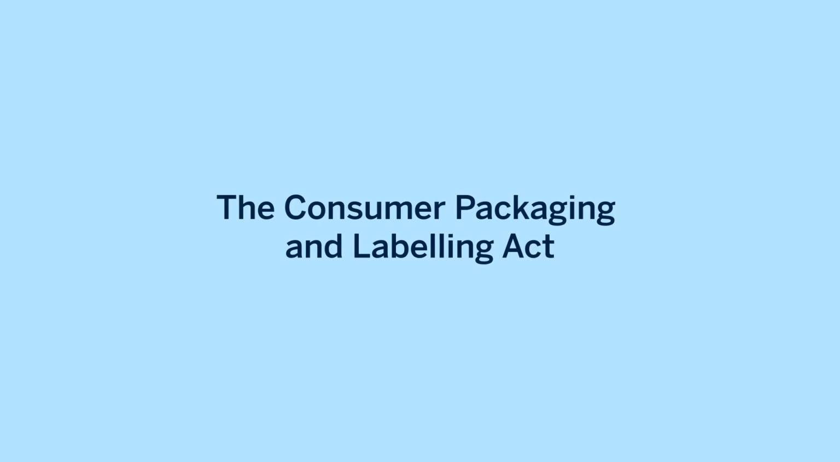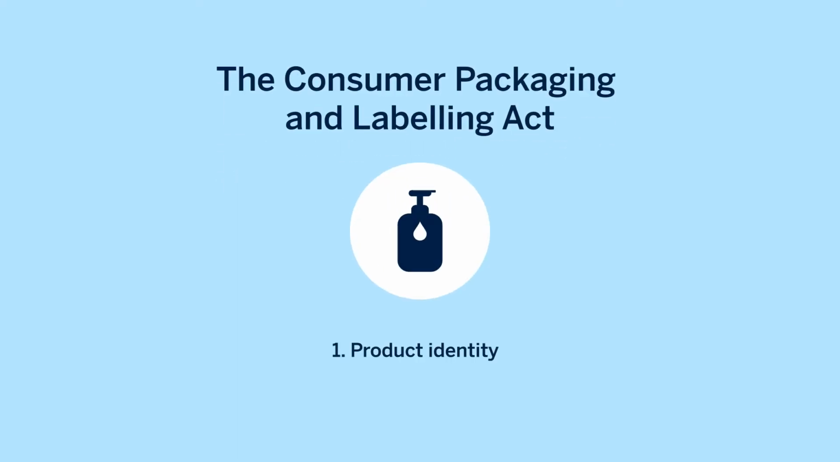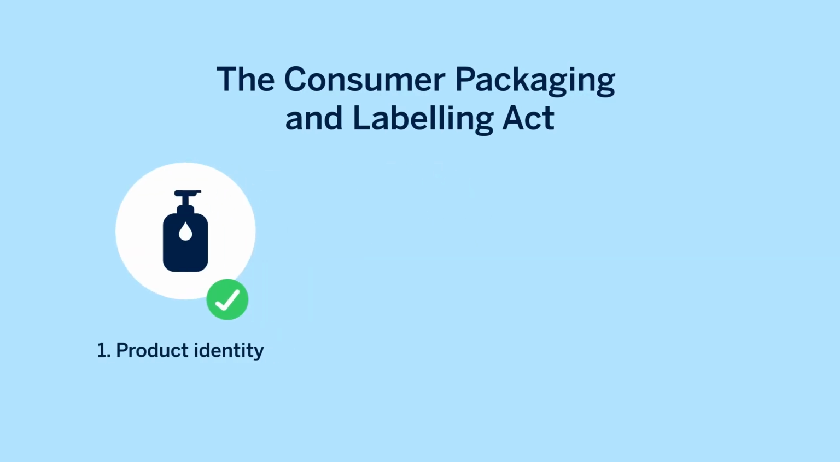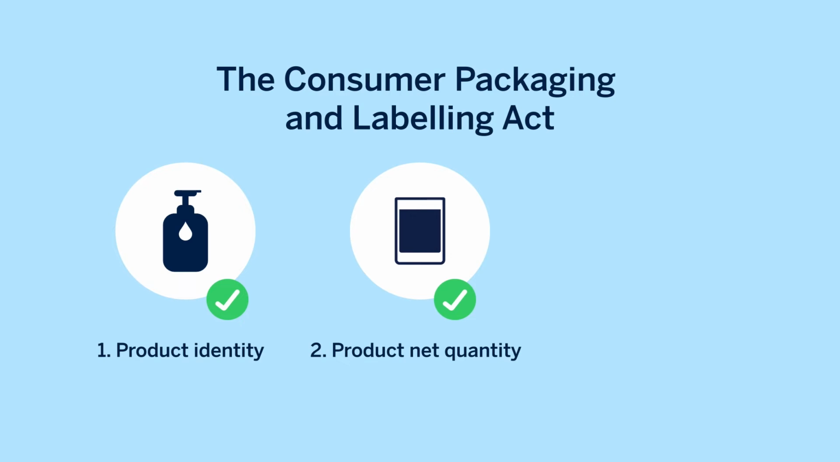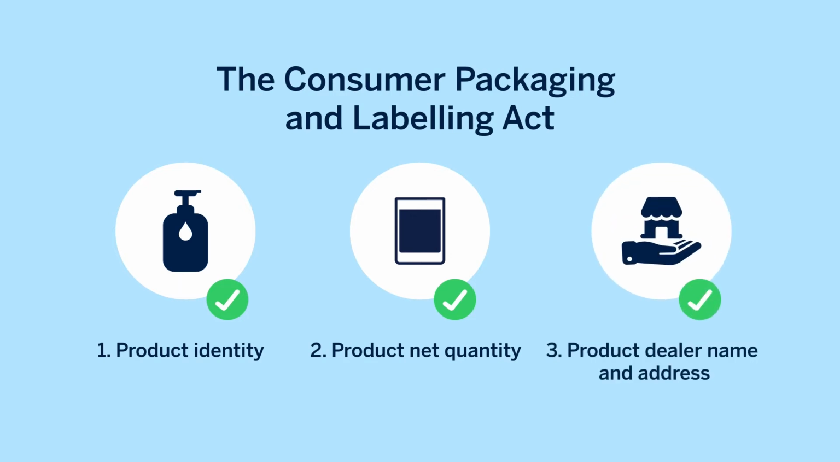Under the Consumer Packaging and Labeling Act, 3 mandatory statements must be shown on product labels. Regulations linked to the Act specify how and where these statements must appear. The first mandatory statement is the product's identity. The second is the product's net quantity. And the third is the product's dealer name and principal place of business.